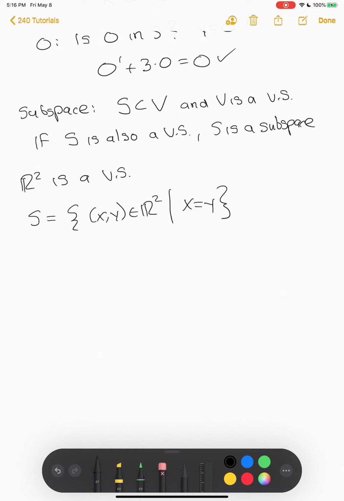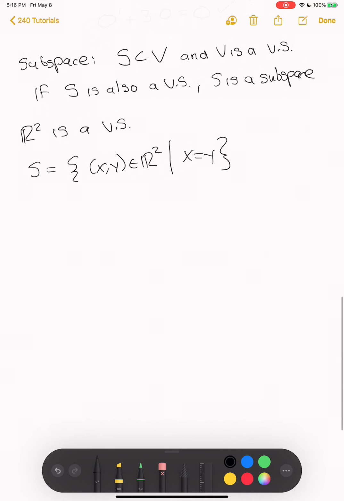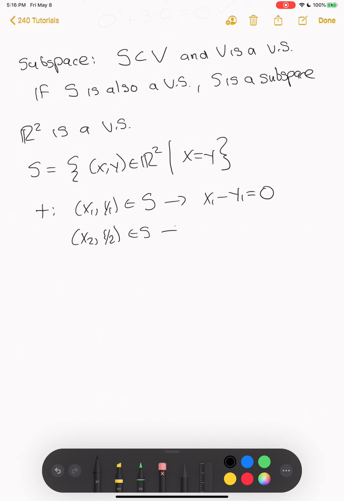What you can do is you can go through and you can prove that this is actually a vector space. So I'll do it really quickly. We have to show closure under addition. So I know that x1, y1 are in S. So that tells me that X has to be equal to Y. I'm going to rewrite it as x1 minus y1 has to give me 0. That's the same thing, right? I'm also going to define x2 and y2 to be in S. And so I have x2 minus y2 gives me 0.